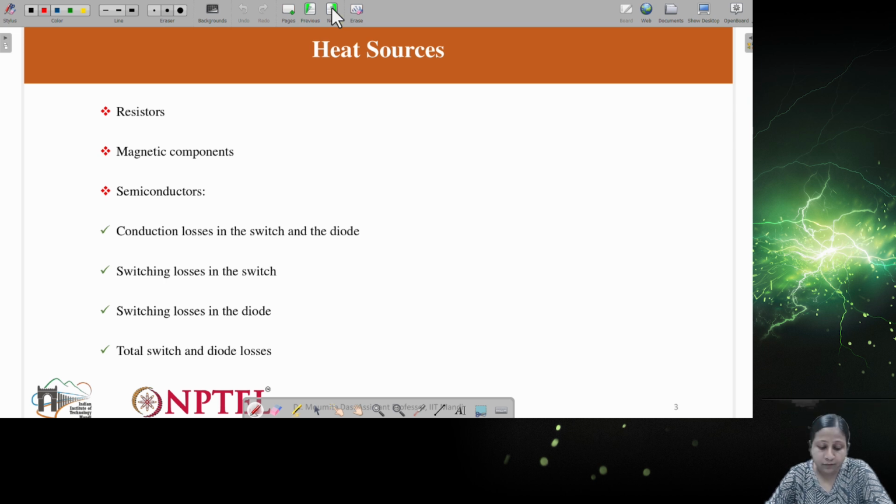These come mainly from three different components. First is the resistor, second is the magnetic component, third is the semiconductor or the power switches. When I say resistor, it is not a resistor you connect in the circuit. It is something present in the circuit as a parasitic component. It can come from the PCB track, the device lead, or the wire connected during interconnection. This will give the resistance.